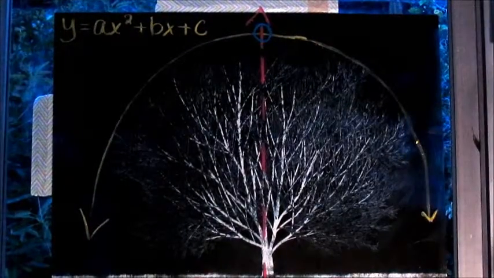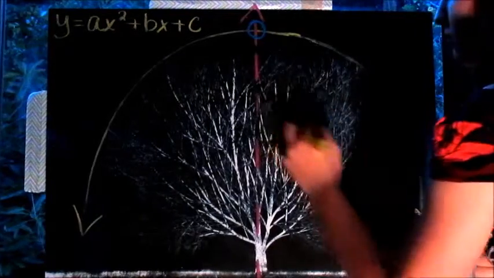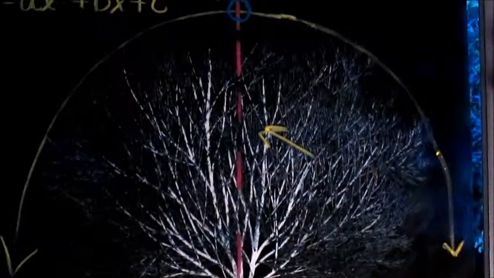Every parabola has an axis of symmetry. To find it, you can use the equation x equals negative b over 2a.